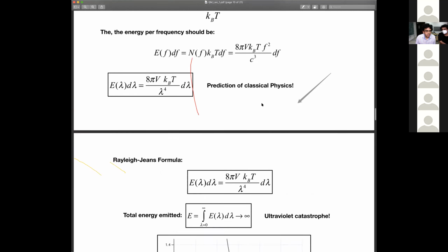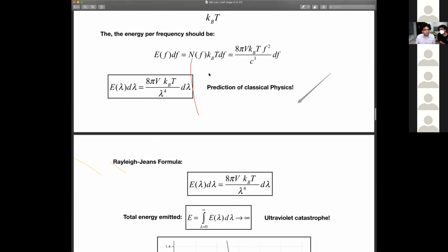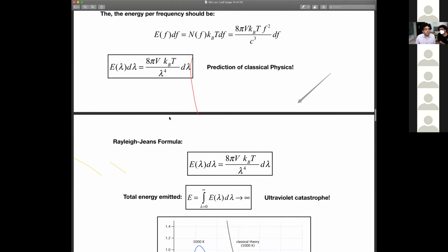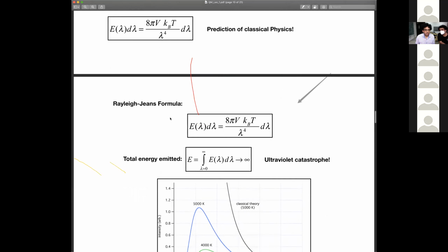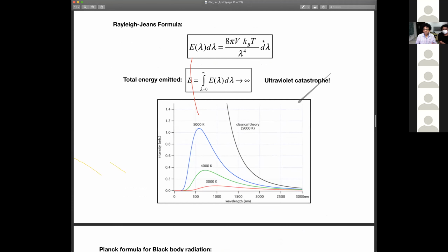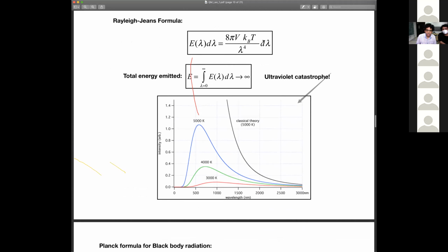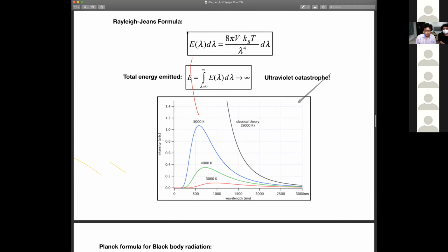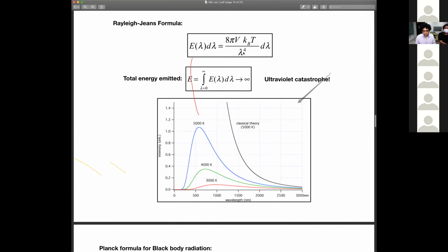Anyway, so basically, Rayleigh and Jeans were able to calculate the spectrum of a black body, and this is their final formula. If you forget all the details of the calculation, don't worry, we will do it in a rigorous way. E of lambda d lambda basically goes like T over lambda to the fourth.